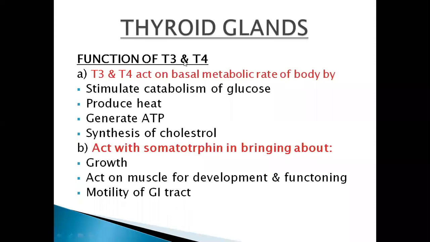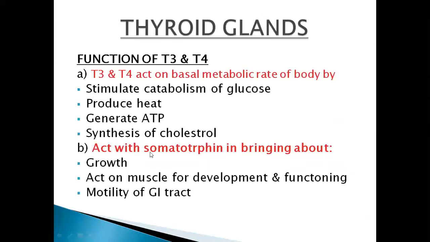First is the function of T3 and T4. T3 and T4 act on the basal metabolic rate of the body. What is the basal metabolic rate? The simple chemical reactions that take place in your body, like the catabolism of glucose, produce heat, generate ATP, and synthesis of cholesterol. These are all metabolic reactions that take place in your body, and they are regulated by these two hormones, T3 and T4.